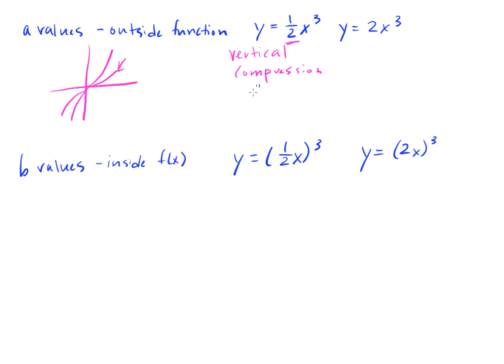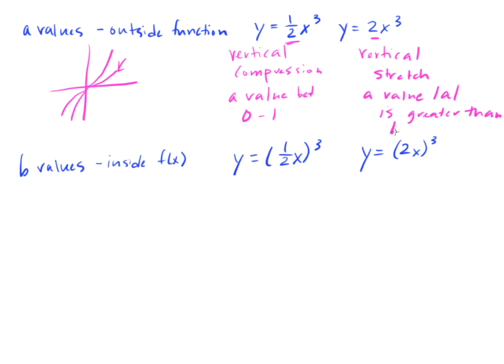That involves an a value between 0 and 1. Now, this 2 is a vertical stretch. It's an a value, or the absolute value of a, greater than 1. Okay, now let's talk about b values.